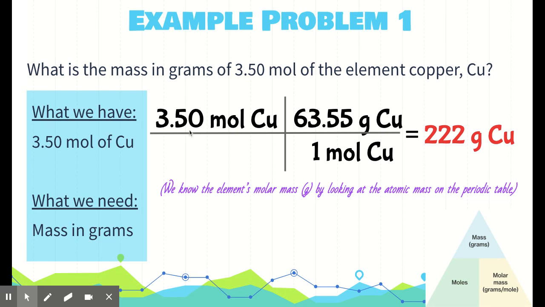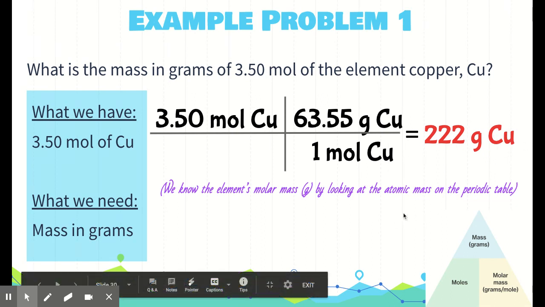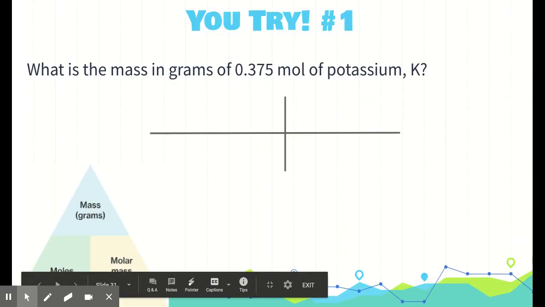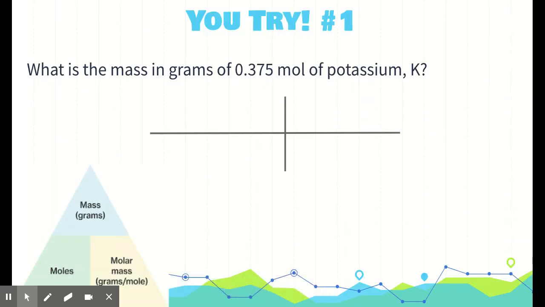So once we get this set up, we start with moles. We convert 1 mole into grams. You multiply these, divide it by 1, and then you end up with 222 grams of copper. So if you want to try it, you can pause the video here and give it a shot before I explain it.